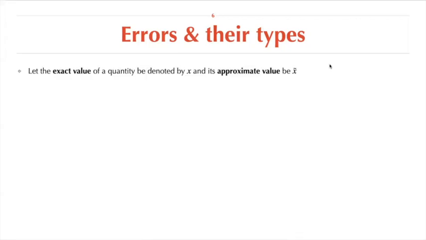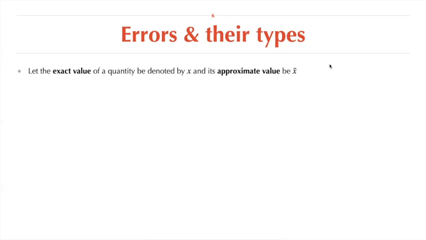So first, what are errors? Let me first introduce the idea of the exact value of a quantity. Let's say you have some quantity, and I denote the exact value of the quantity to be x, say the length, for example. Of course, we don't know a priori what the exact value is. But for example, you know that square root 2 whole square is 2. That's the exact value, but that's not the value that Python will give you, mind you. I'll give this example next.